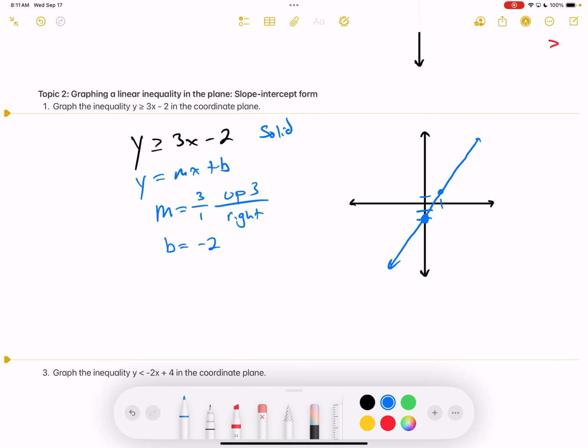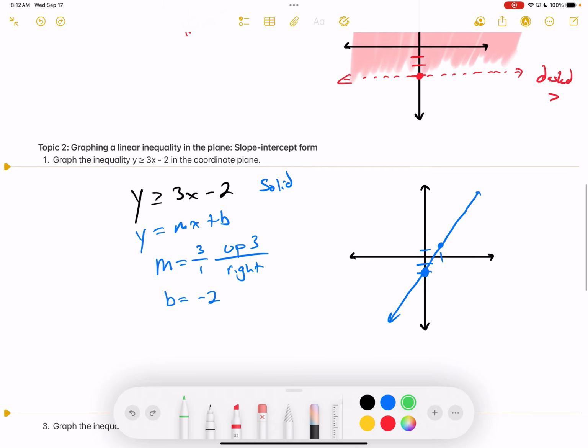Okay, now to figure out where to shade. When it is in y equals mx plus b, you can kind of look at it and say, okay, I'm going to shade above the line, so that would be over here. But sometimes that's hard to see, especially when the line starts to get more vertical. It's kind of hard to tell that this is above.